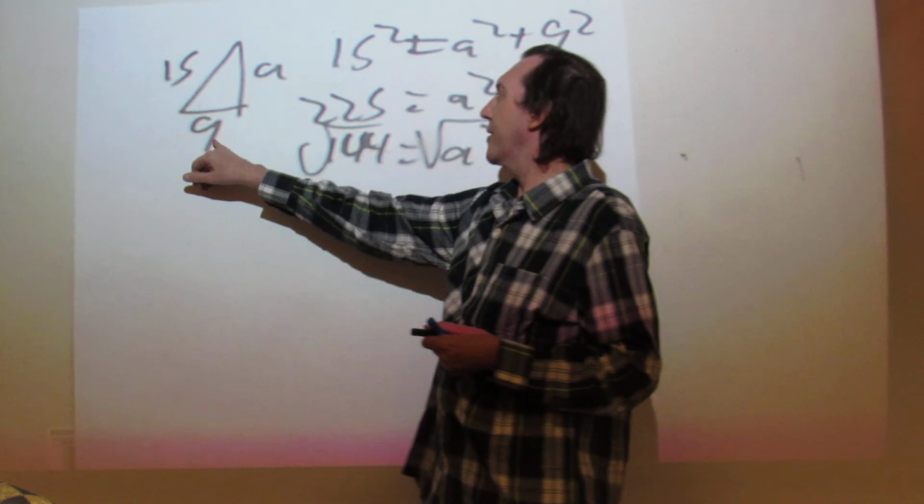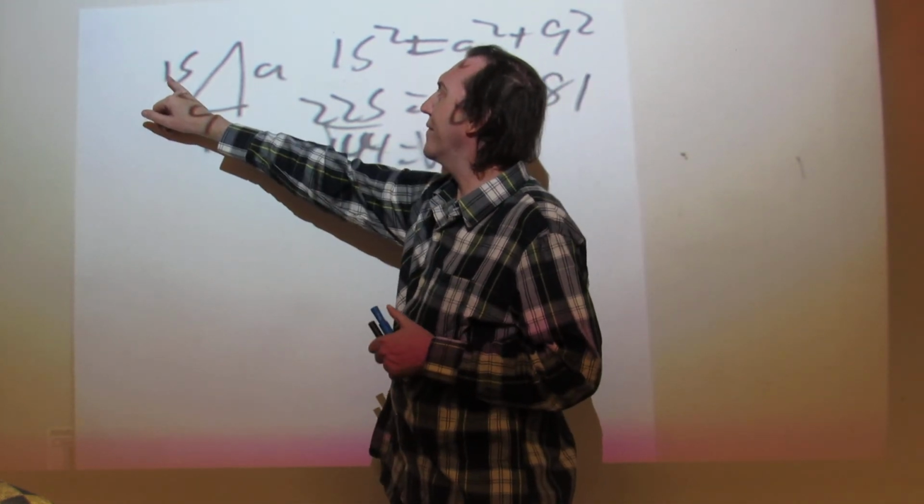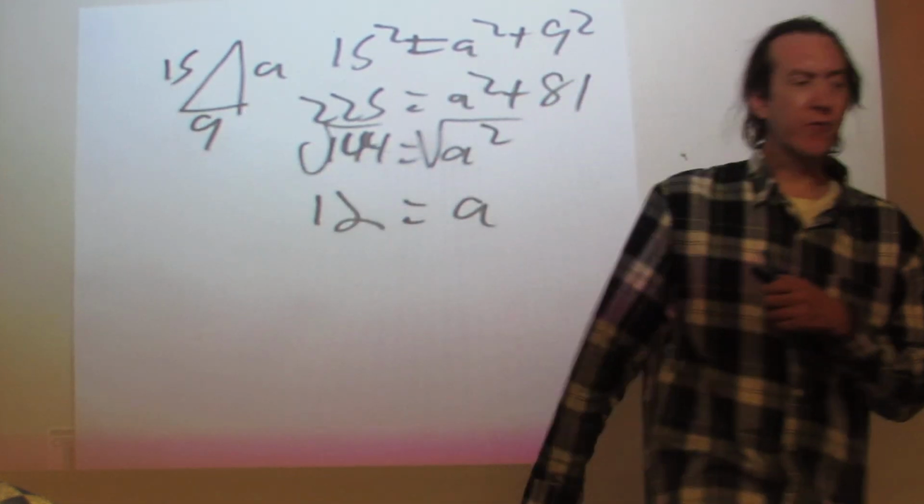And this also is one of the 3, 4, 5 triangles. 3 times 3 is 9. 3 times 5 is 15. So 3 times 4 is 12.